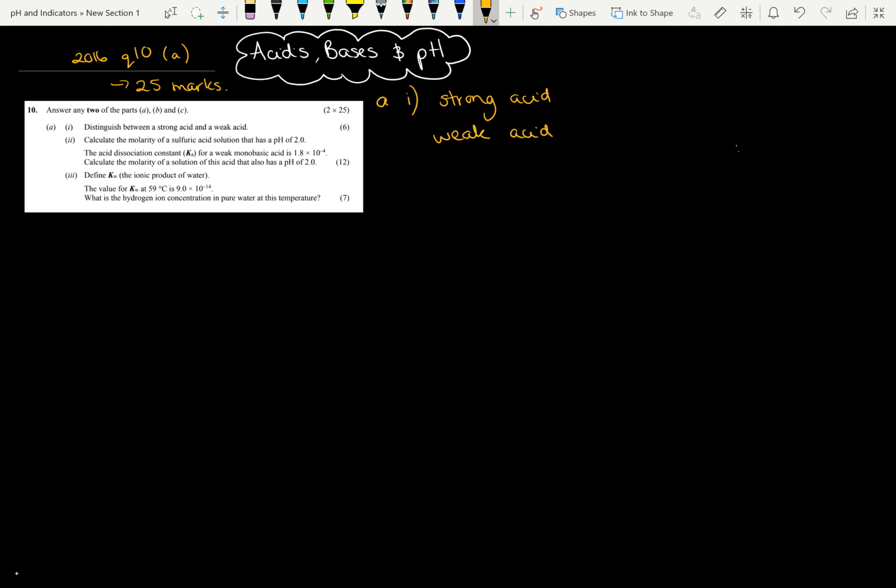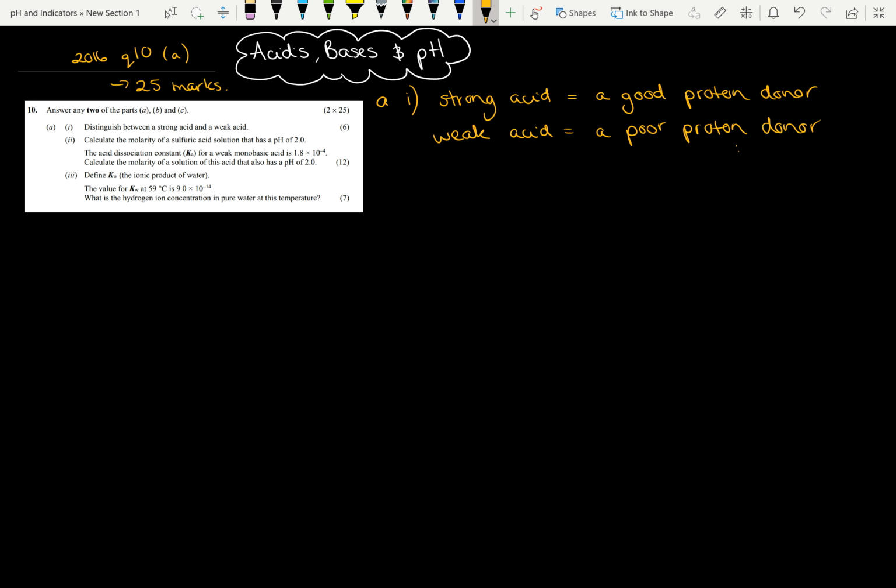But they don't differentiate between Arrhenius or Bronsted-Lowry. So they did actually accept either of the definitions. So I'm going to go with the Bronsted-Lowry definition of a strong acid. So I know that that is a good proton donor. And we know that a weak acid by the Bronsted-Lowry theory is a poor proton donor. You could have also used the Arrhenius definition, which says that a strong acid fully dissociates in water to produce hydrogen ions, whereas a weak acid only partially dissociates in water to produce hydrogen ions.